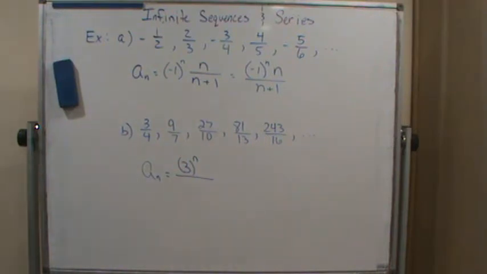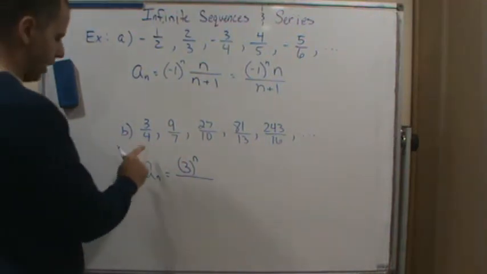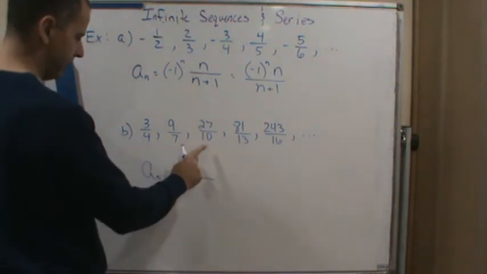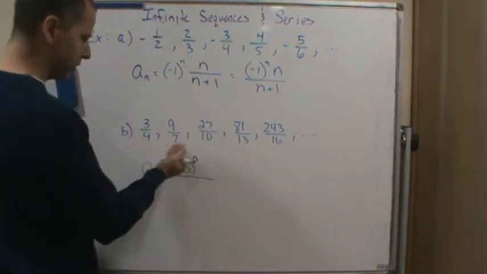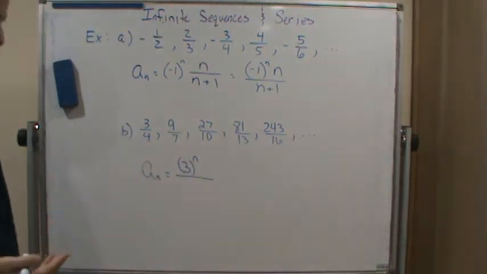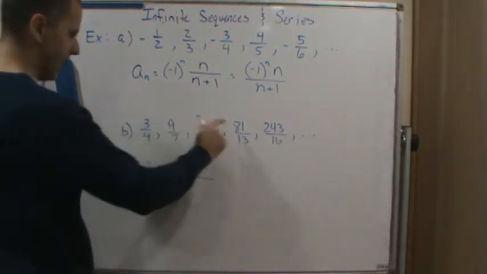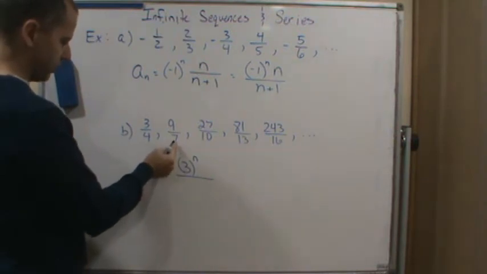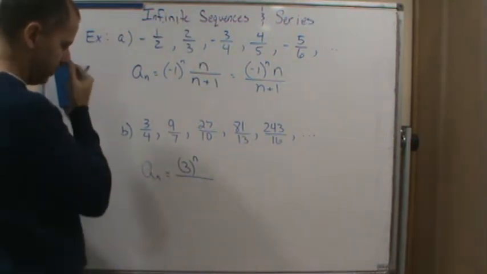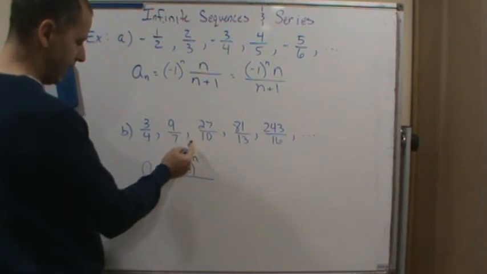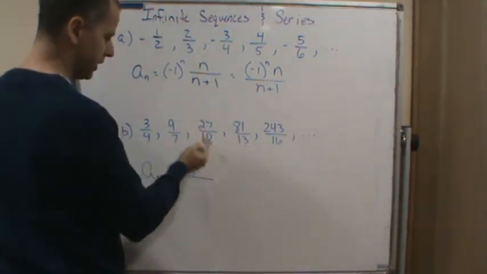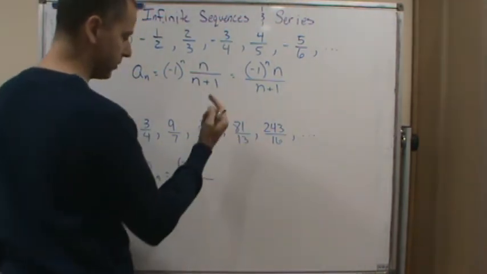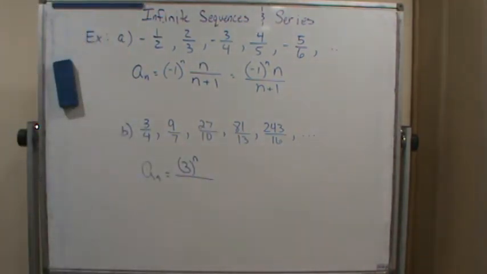Now, what about the bottom numbers now? Bottom numbers are 4, 7, 10, 13, and 16. So what's going on here? Well, it doesn't look like they're growing exponentially, right? Doesn't seem like they're growing like the top. So let's take some differences. So 7 minus 4 is 3. 10 minus 7 is 3. 13 minus 10 is 3, 16 minus 13 is 3. So it looks like it's an arithmetic sequence in the denominator.